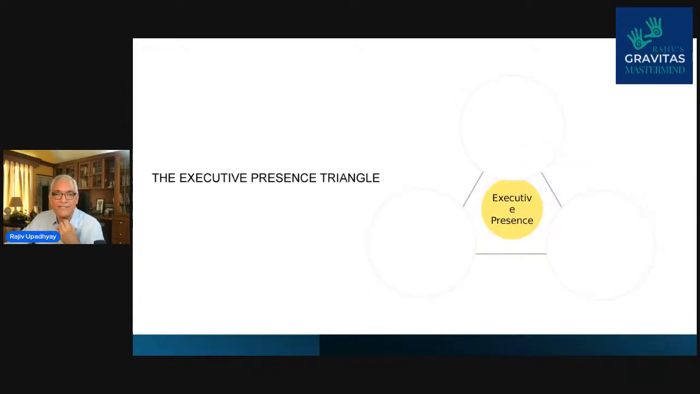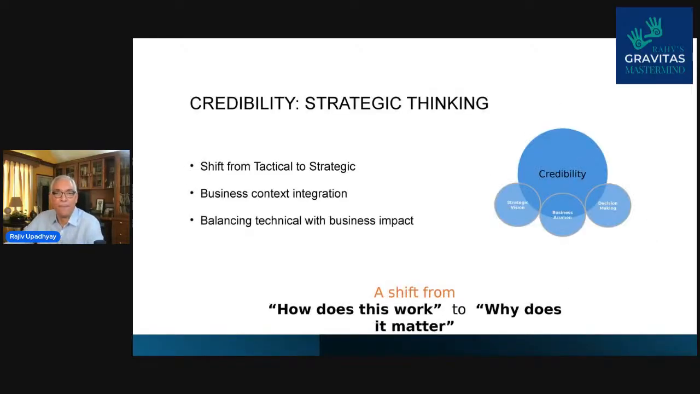So as I said, there are three pieces. Let me just improvise here at this moment. The first part is credibility, right? Now, what do we mean by credibility? Credibility in the sense, do you have strategic vision? As a leader, are you looking at the larger picture? Do you see your role from a strategic point of view? Can you take multiple perspectives? Can you connect the technical expertise that you bring in from your function, and how does that translate into bottom line impact to the business of your organization?